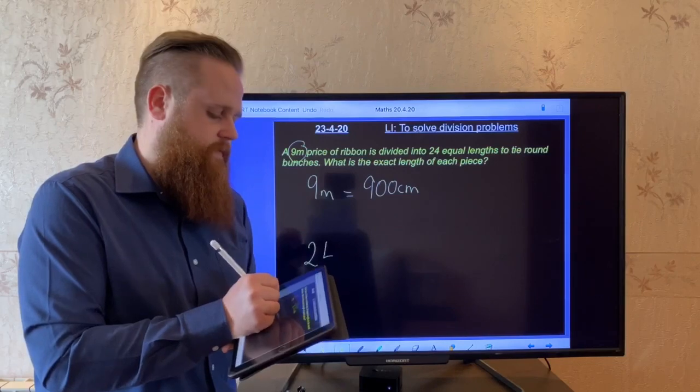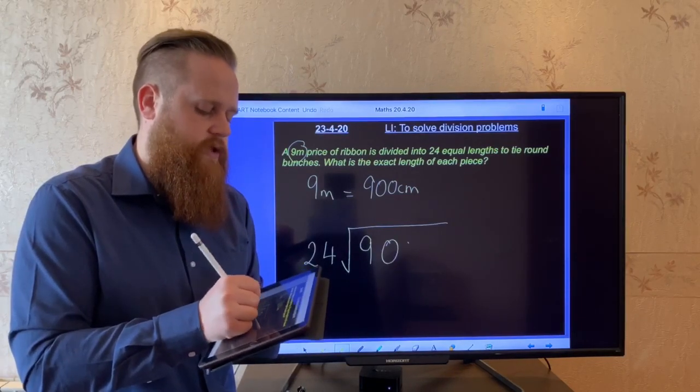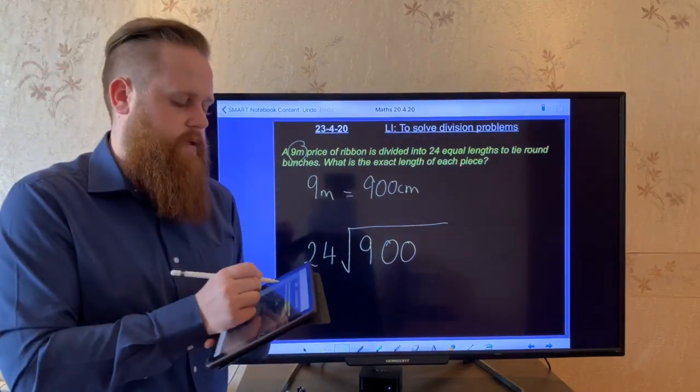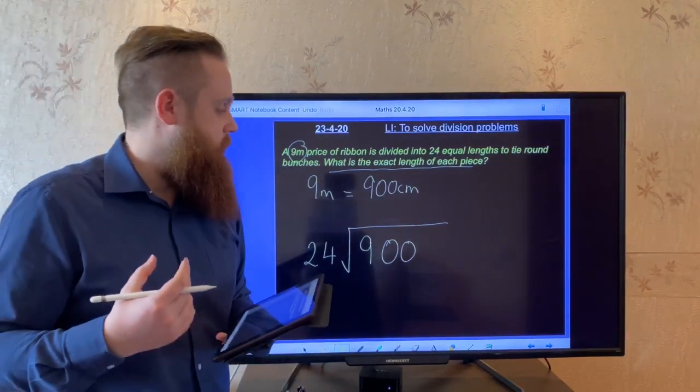Okay then, so 24. How many times does that go into 900? And that will tell me how long each piece of ribbon is. And that is the question that I'm answering. What is the exact length of each piece?